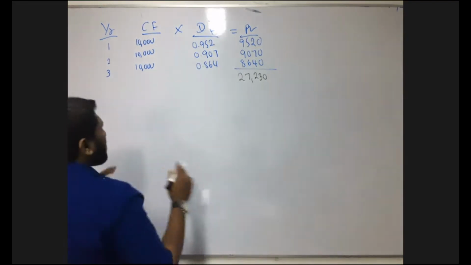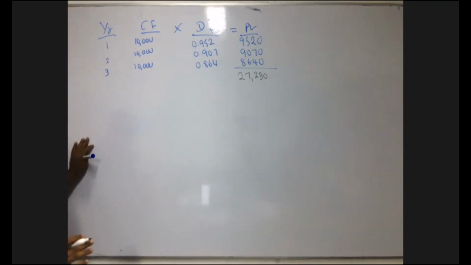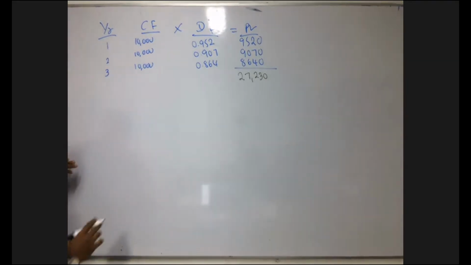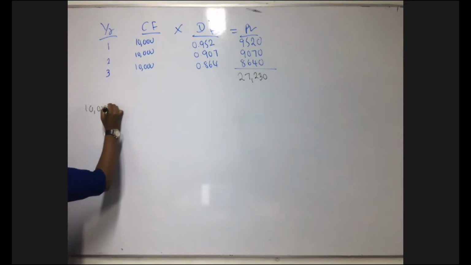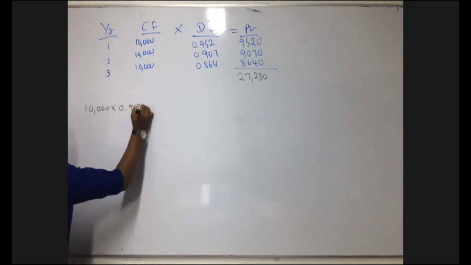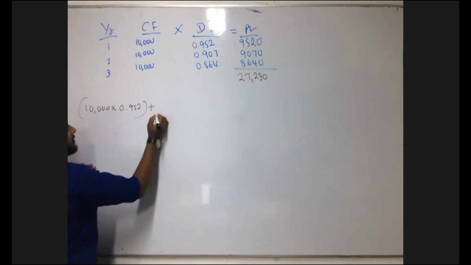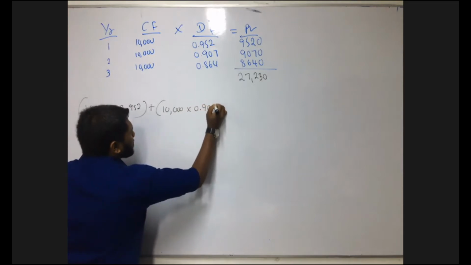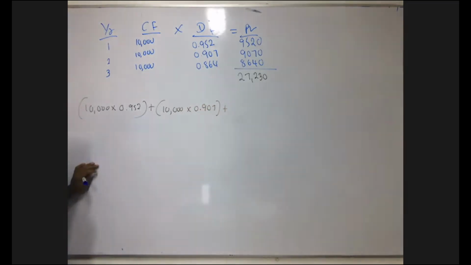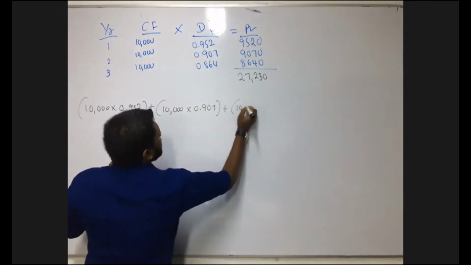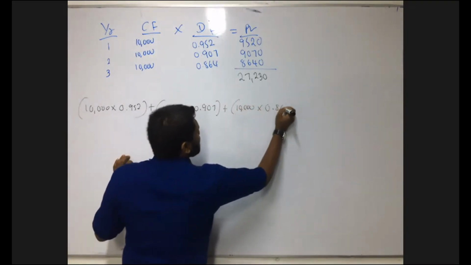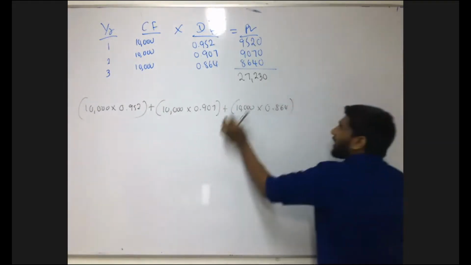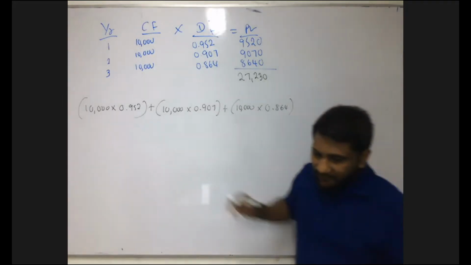You tell me, guys, whether what I am going to write now is correct or not. To get the final answer, I am going to write something. 10,000 into 0.952, plus 10,000 into 0.907, plus 10,000 into 0.864. Is this correct or not? If I do the calculation like this, will I get this answer? Tell me, guys.